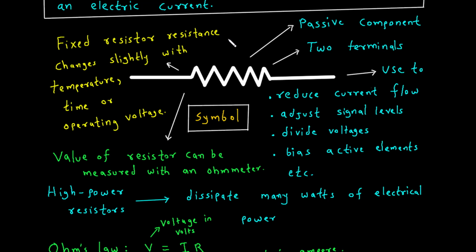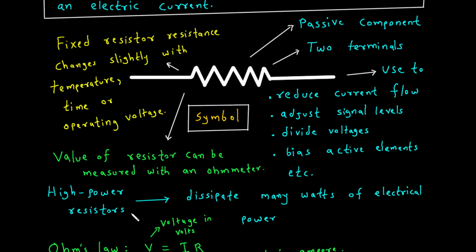Fixed resistor: resistance changes slightly with temperature, time or operating voltage. So its value of resistance may be slightly changed with increase or decrease in temperature, or with time, or with operating voltage. It may vary slightly, but it is generally considered as fixed. The value of a resistor can be measured with an ohm meter. We can measure its value by using an ohm meter or multimeter.